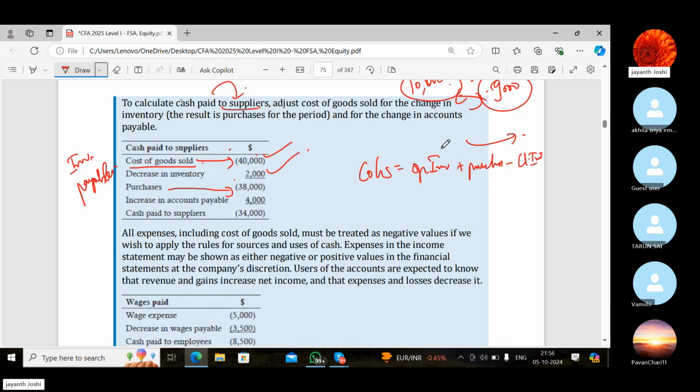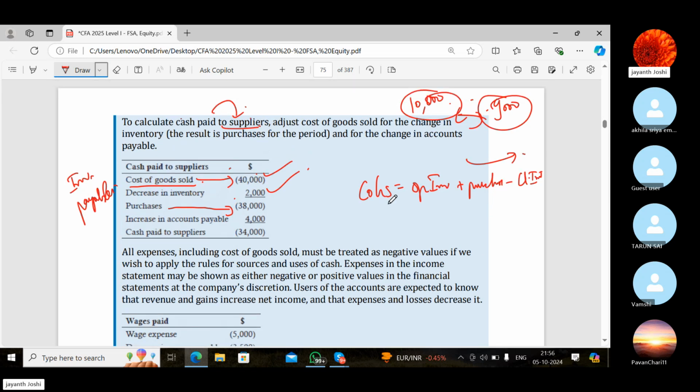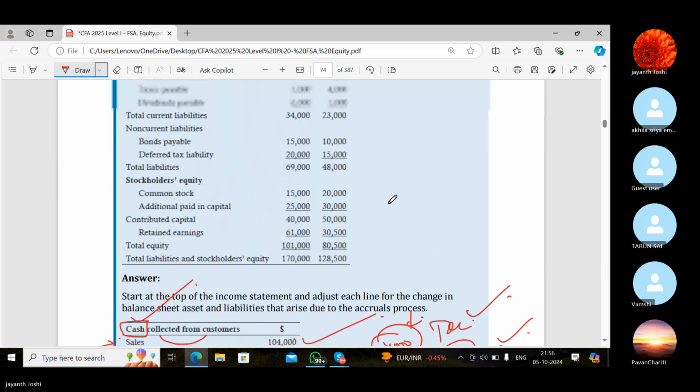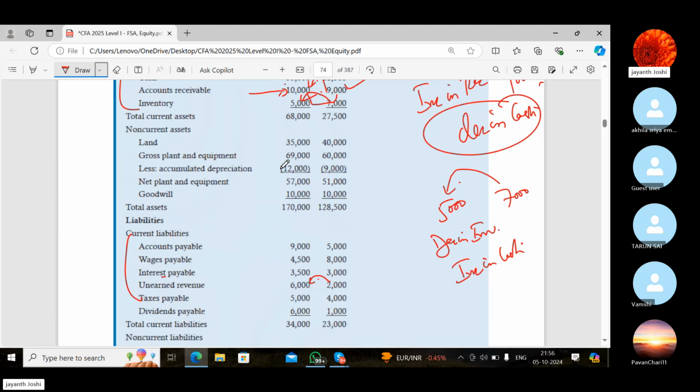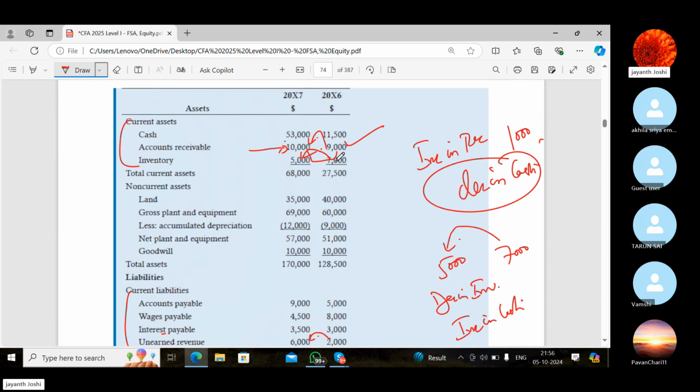Because of the decrease in inventory, this is my last year's inventory. So 7,000 is my opening inventory, and my closing inventory is how much? 5,000. That means 2000 worth of goods have been sold, and 2000 worth of money has been realized.